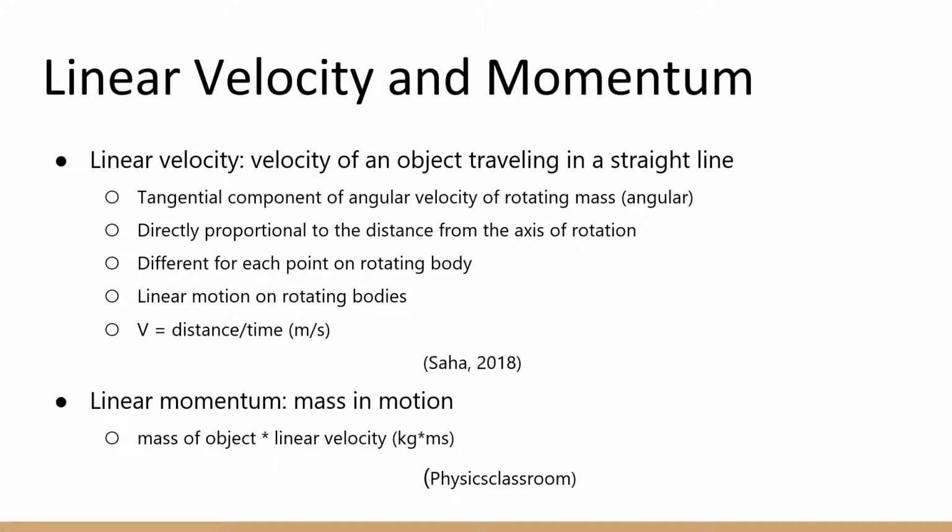Linear velocity is the velocity of an object traveling in a straight line. It is the tangential component of angular velocity of a rotating mass. Linear velocity is directly proportional to the distance from the axis of rotation. Contrary to angular velocity, it is different for each point on a rotating body. Body segments combine to form linear motion on rotating bodies. Velocity is defined as distance over time and is measured in meters per second. Linear momentum is a mass in motion. Therefore, if a body of mass has linear velocity, it will have linear momentum.